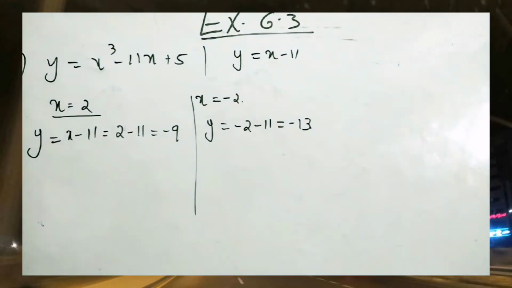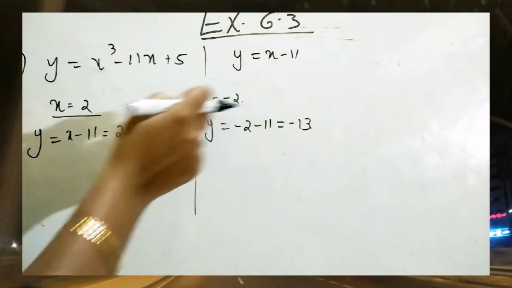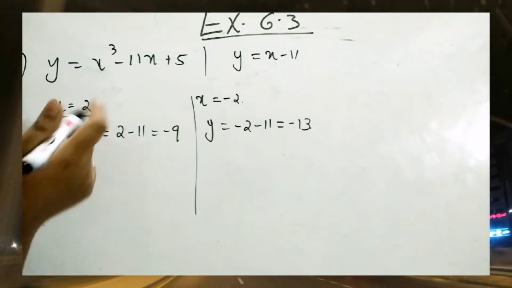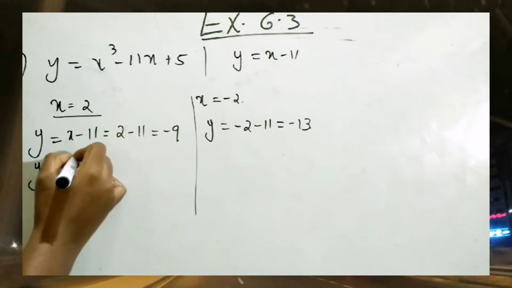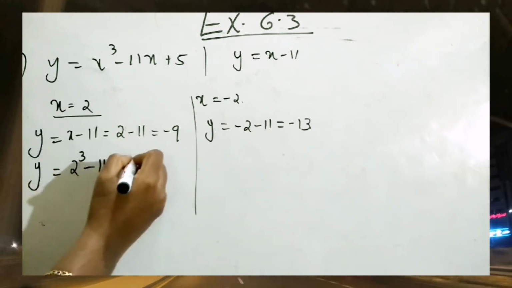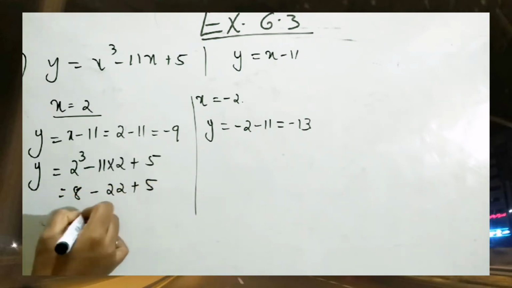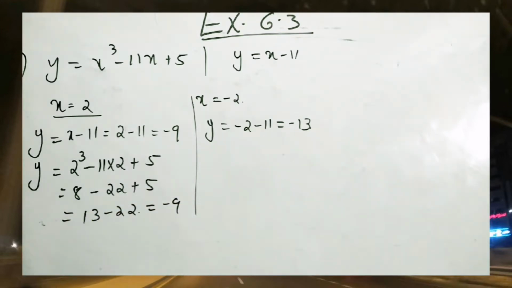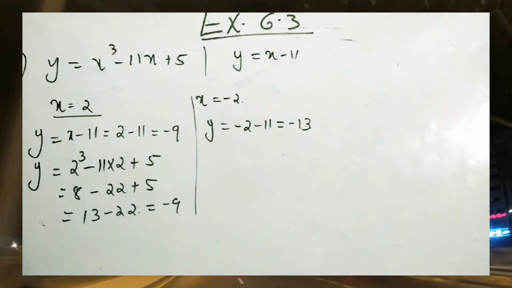Since this point is the common point for our curve and tangent, we will check whether the same values x is equal to 2 and x is equal to minus 2 give the same y value in the curve. Y is equal to, if you substitute x is equal to 2 in the equation of the curve, 2 cube minus 11 into 2 plus 5. That is 8 minus 22 plus 5, that is equal to 13 minus 22, and this is equal to minus 9. Okay, no problem. Both the curves are giving the same value for y, that is minus 9.